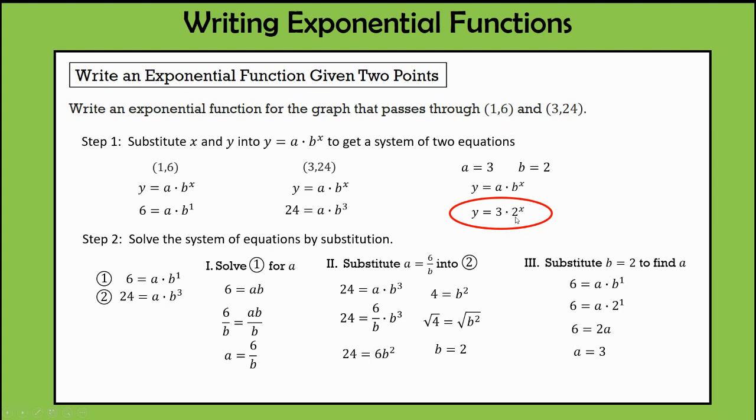And you know it's exponential growth because the base here is 2, which is a number that's bigger than 1. So the curve is going to go like this. That makes sense because (1, 6), (3, 24), you can see you're growing, getting bigger as you go to the right. Okay, so that's the process.